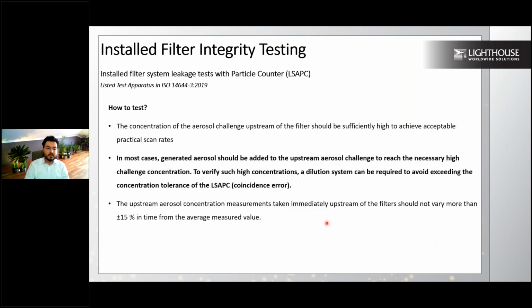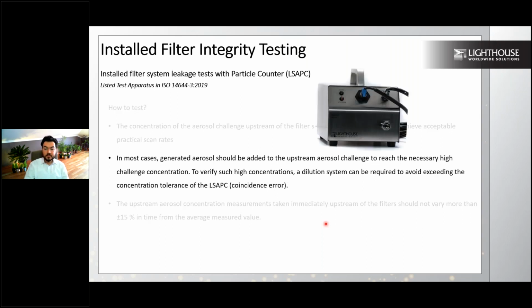The second thing here is, in most cases, generated aerosol should be added to the upstream aerosol challenge to reach the necessary high challenge concentration for your filter. If this is the case, your particle counter may be ruined. That's why a dilution system should be connected to the device according to ISO. So in this case, we have our smart dilution system, which you can hook up to your upstream and downstream together, and the handy unit describes testing upstream and checking downstream. So you're just selecting it through your handle unit by stream type.